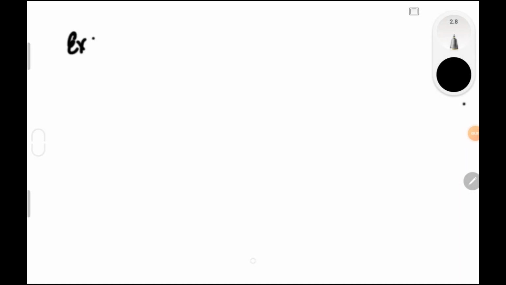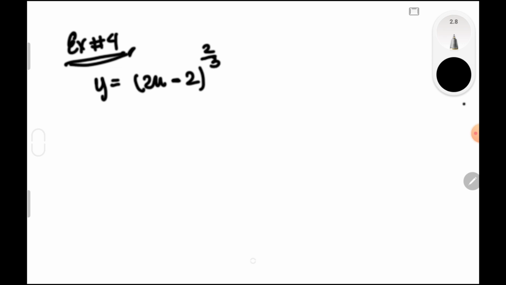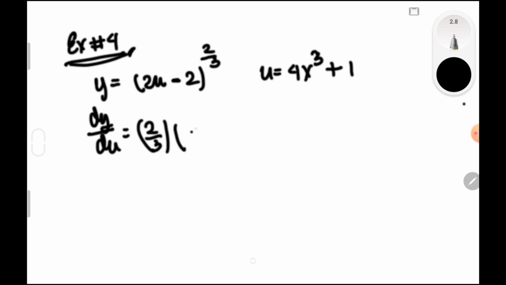So, example number 4. We have y equals 2u minus 2 raised to 2/3 and our u is equal to 4x cubed plus 1. Okay, so dy over du is equal to 2/3 multiplied by 2u minus 2 raised to 2/3 minus 1 multiplied by the derivative of our 2u minus 2.